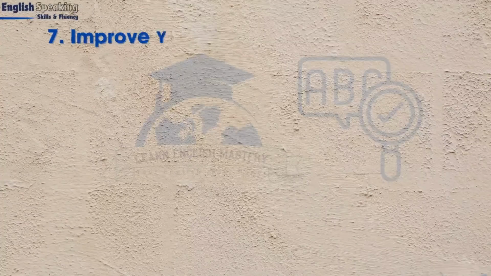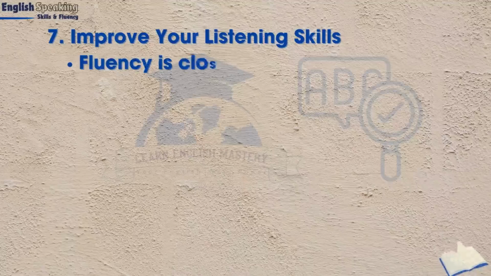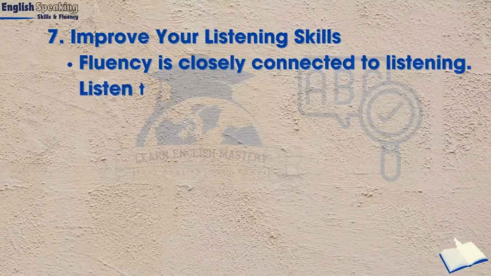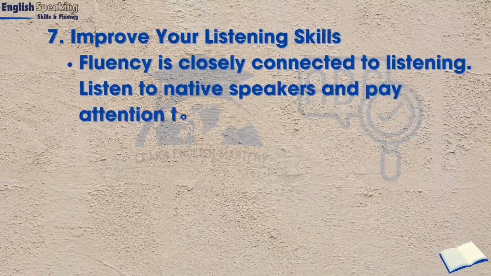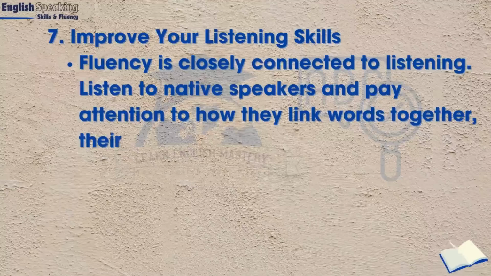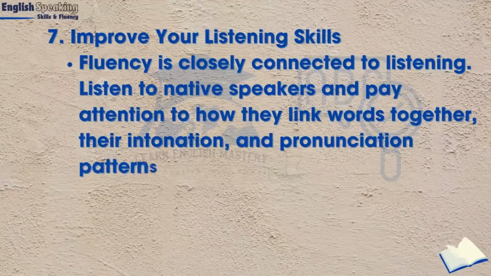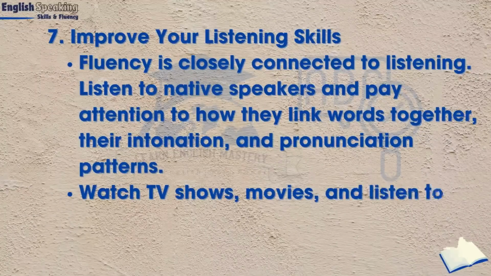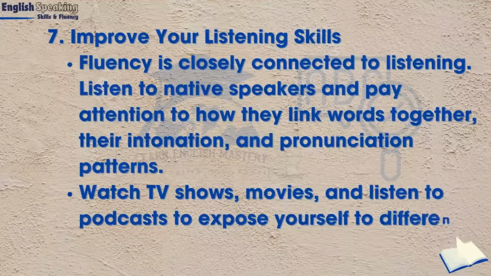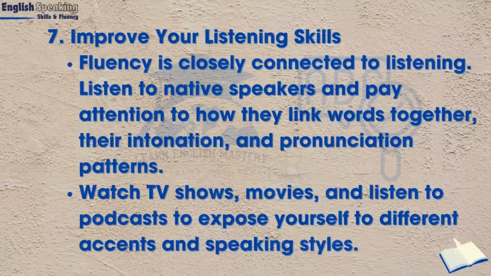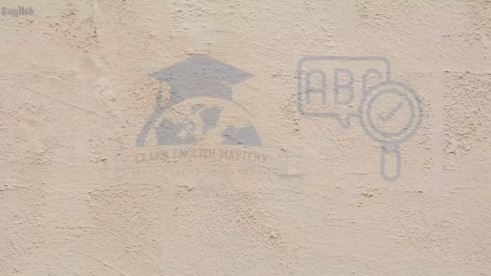7. Improve your listening skills. Fluency is closely connected to listening. Listen to native speakers and pay attention to how they link words together, their intonation, and pronunciation patterns. Watch TV shows, movies, and listen to podcasts to expose yourself to different accents and speaking styles.